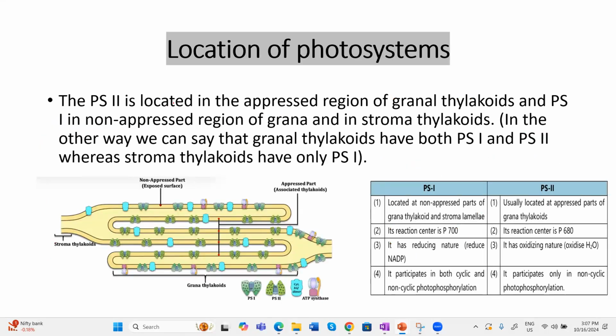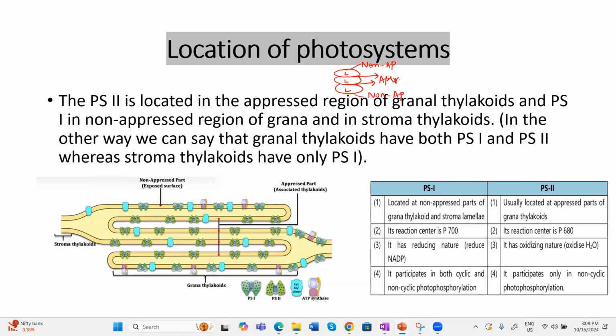Understand the location. First, I'll try to explain the diagram here. See this. This is the grana. I'm drawing the stacks of thylakoid. I've taken, suppose, 3 stacks. So this is a non-appressed region. Clear, beta? Non-appressed region, and this is also a non-appressed region. This region is the appressed region. So the appressed region is the one which has the membrane on both sides. So this side will be lumen, this side is lumen, this side is lumen.